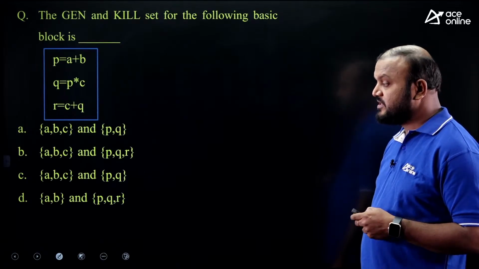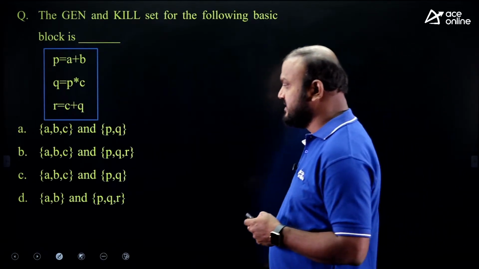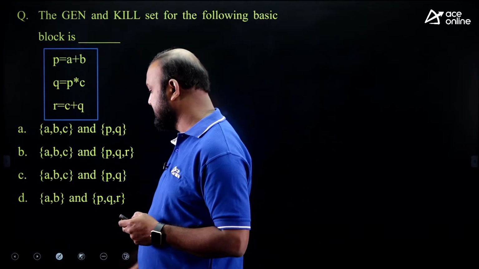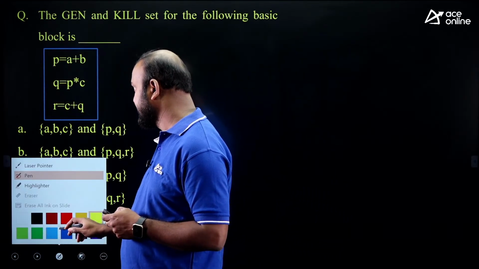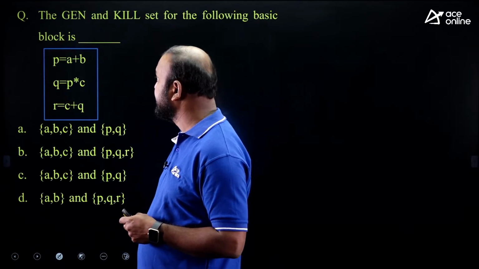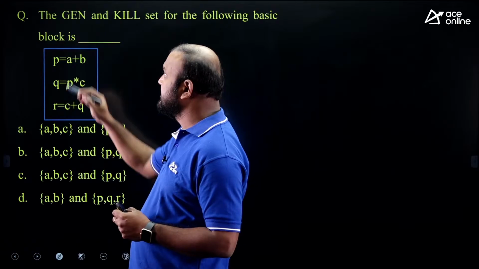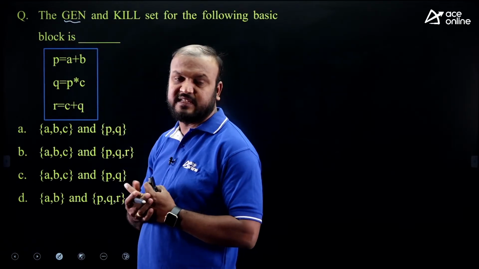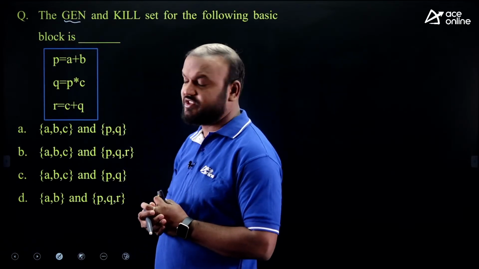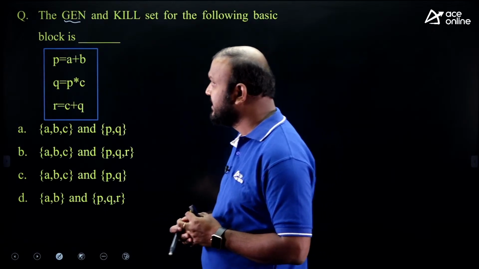And questions on gen and kill variables are also possible. So far it has not been asked, but it is possible to ask. Gen and kill variables. Which are gen variables? The variables that are definitely used, their values used before their definition. Before the definition, it is using.